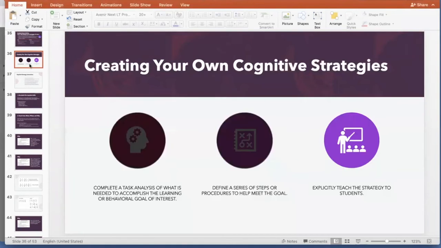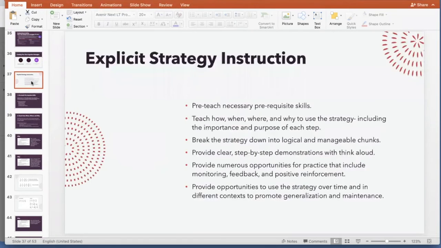All right, so we've talked about task analysis, defining your steps and procedures and how you're going to package that and present it to students so that they have a support. Now we're going to talk about explicitly teaching strategies. So the guidelines for explicit strategy instruction: Pre-teach your prerequisite skills. Make sure students have whatever prerequisite skills they're going to need to use the strategy. Teach how, when, where, and why to use the strategy, including the importance of each step.